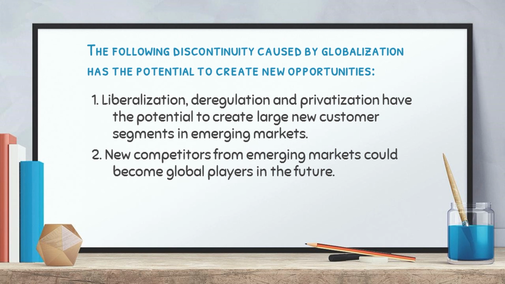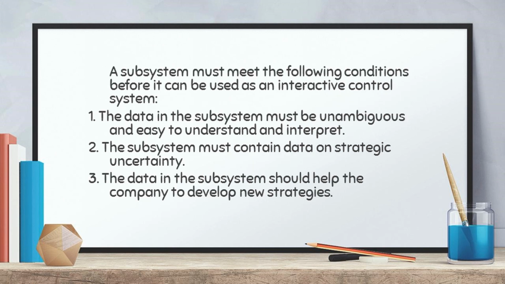Interactive control is not a separate system, rather it is an integral part of the management control system. Some management control information helps managers think of new strategies. A subsystem must meet the following conditions before it can be used as an interactive control system. First, the data in the subsystem must be unambiguous and easy to understand and interpret. Second, the subsystem must contain data on strategic uncertainty. And the last, the data in the subsystem should help the company to develop new strategies.